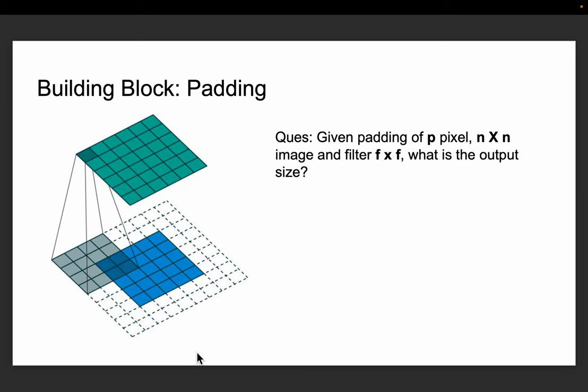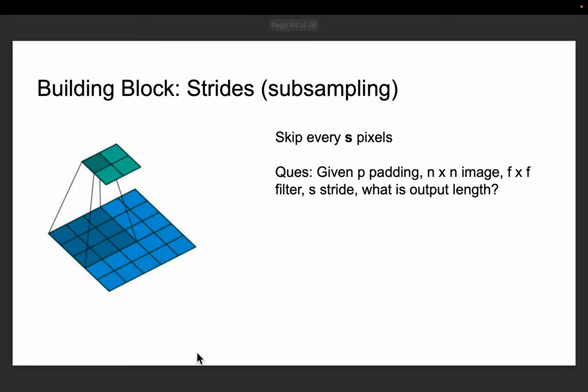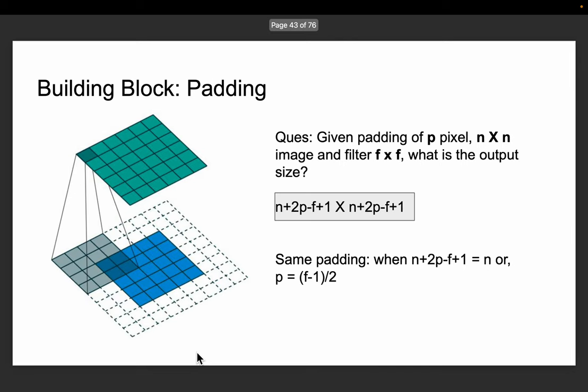Okay, question. With padding of p pixels, an n cross n image, and an f cross f filter, what is the output size? Remember, the padding happens on all four sides. If you're going from left to right, you get 2p extra pixels to account for. So instead of an n cross n image, now you have an n plus 2p cross n plus 2p image. That's all you need. Everything else remains the same. So n plus 2p minus f plus 1 cross n plus 2p minus f plus 1. We also looked at same padding, which means that the output size after the convolution operation and the padding remains the same as the input.